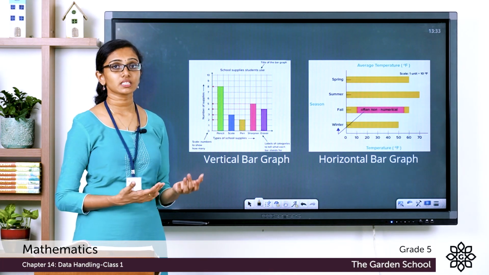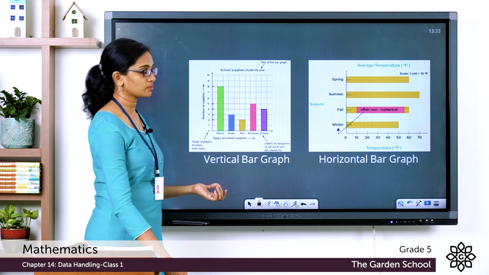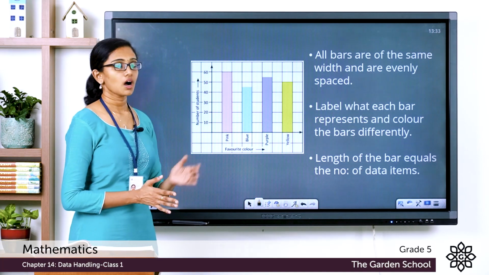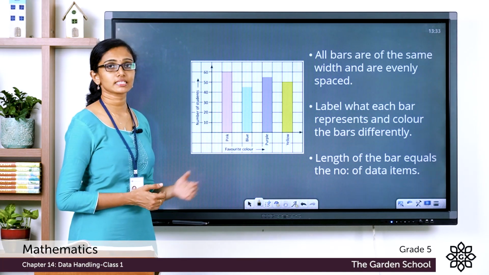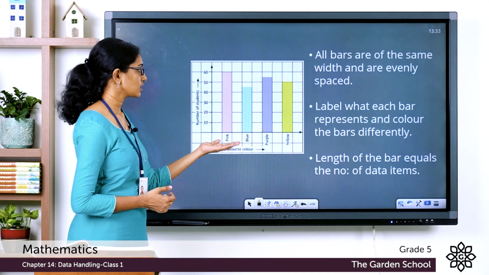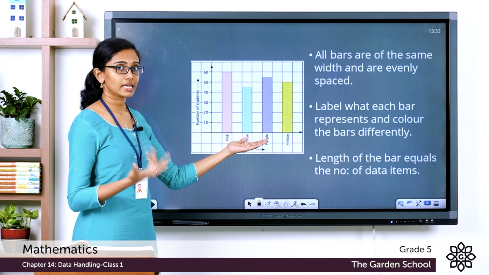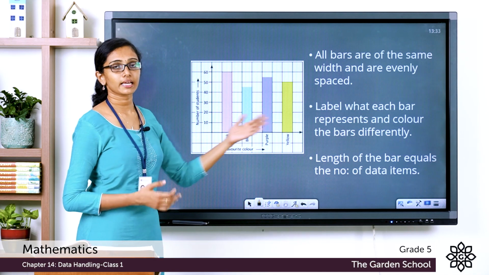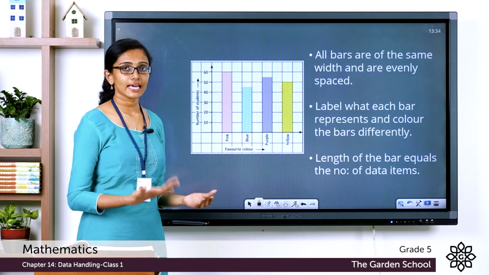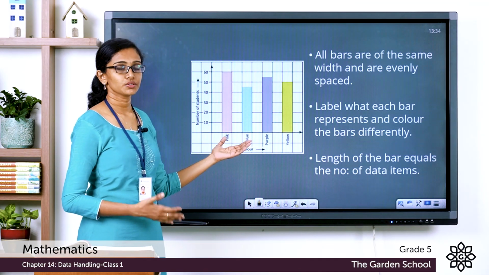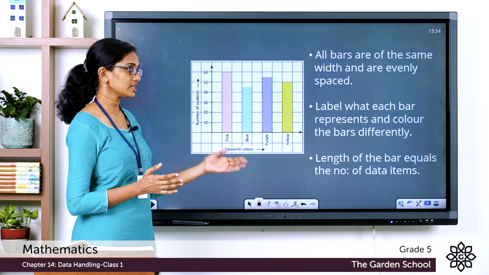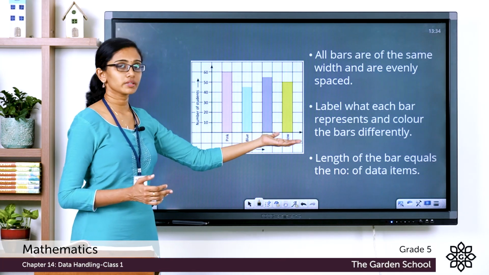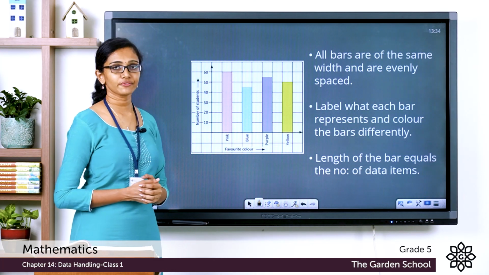Now there are a few things which you need to keep in mind in the case of bar graphs. In a bar graph, all bars are of the same width and are evenly spaced like this. You can see all the bars are of the same width and are evenly spaced in between. Now you have to label each rectangular bar to tell what category of data it is representing. That is, you have to label what each bar represents and color the bars differently.